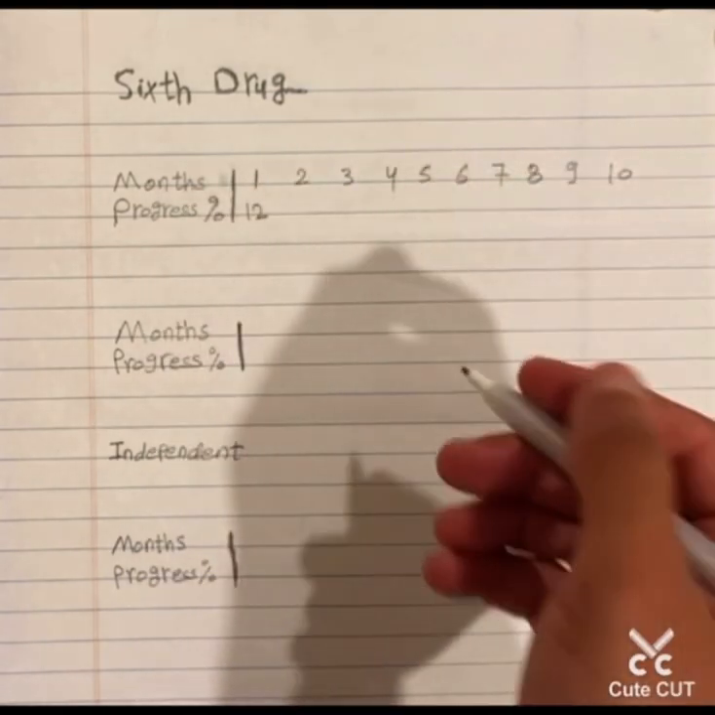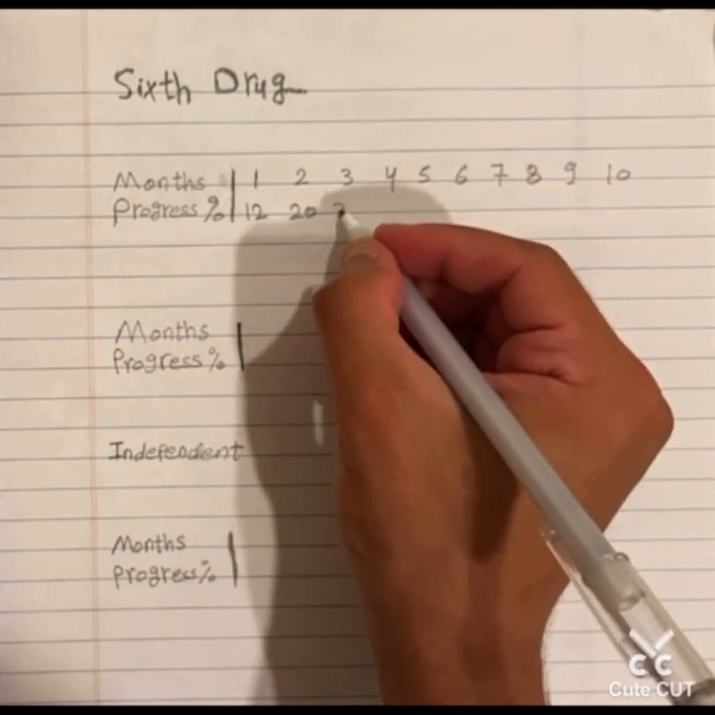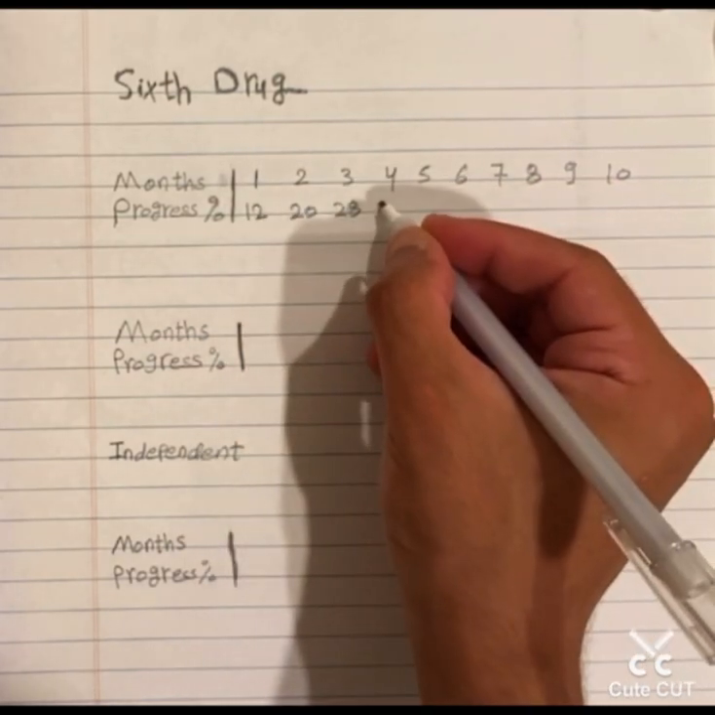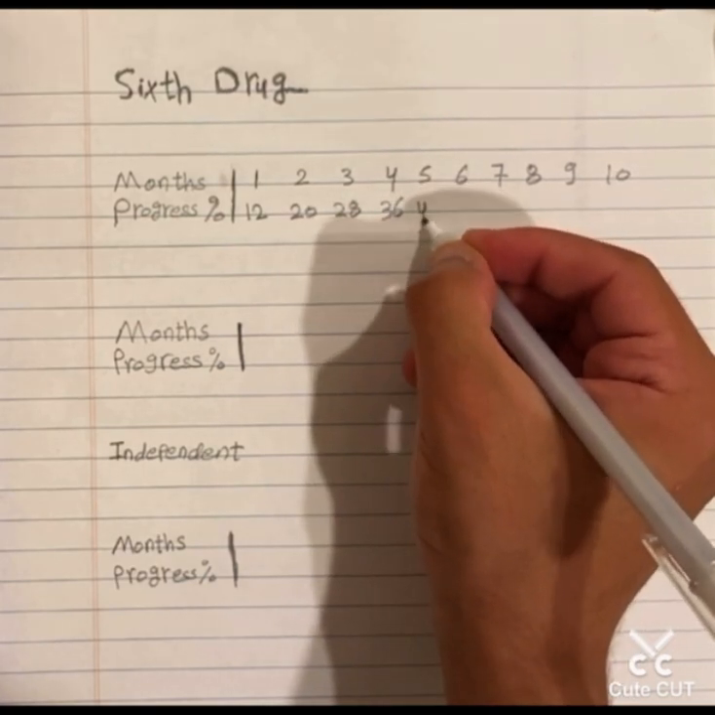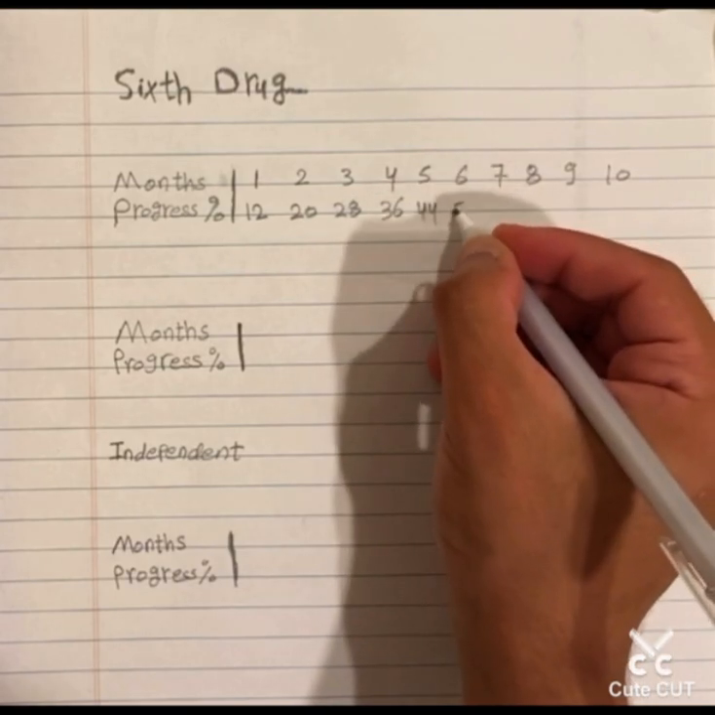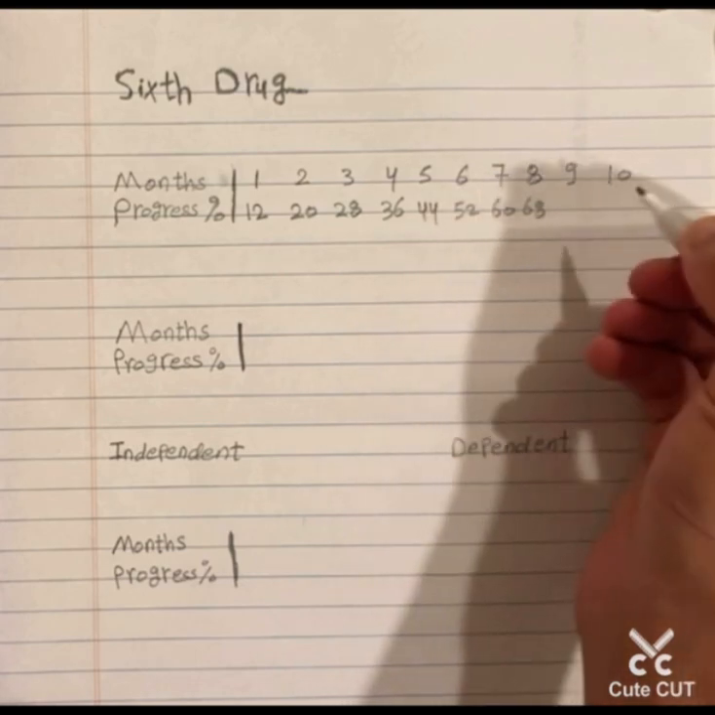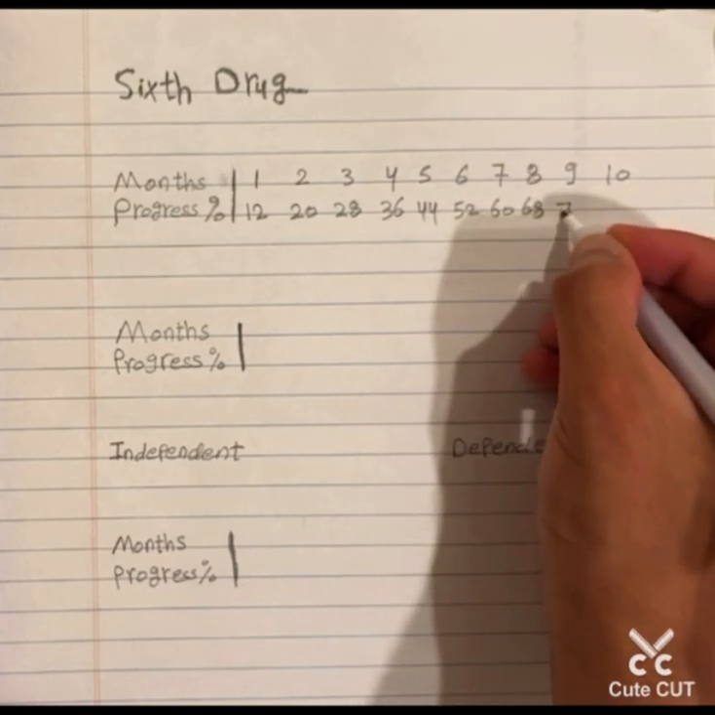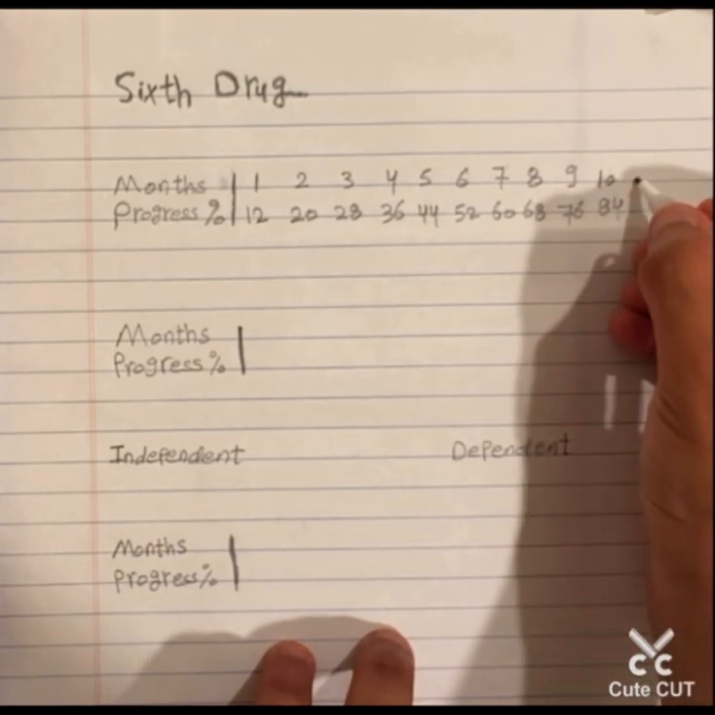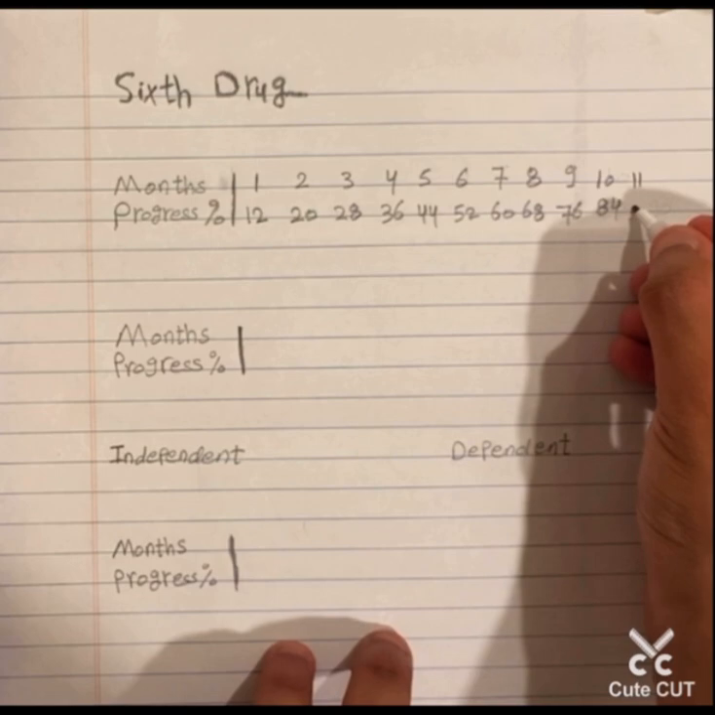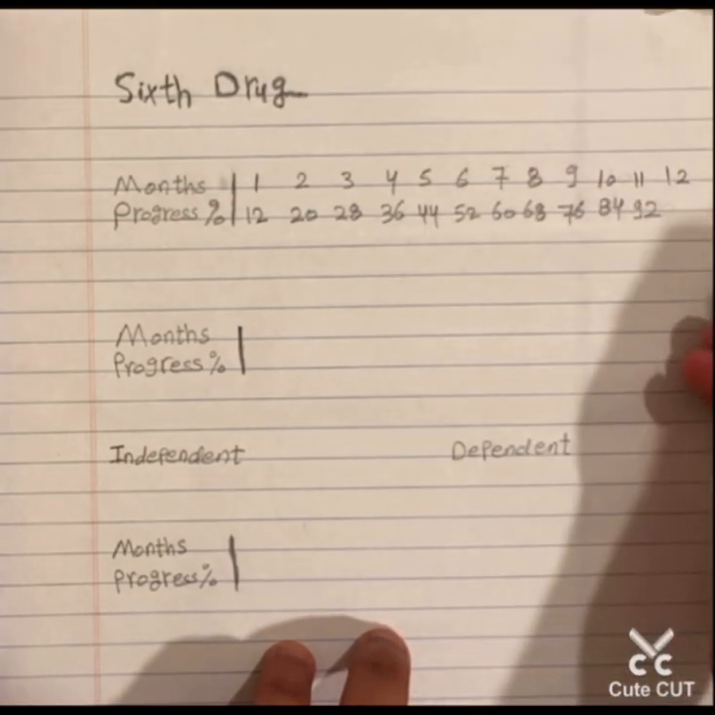for the first month of the new year, 20, 28, 36, 44, 52, 60, 68, 76, 84, and then for the 11th month, 92, and then for the 12th, the last one of the year, 100.